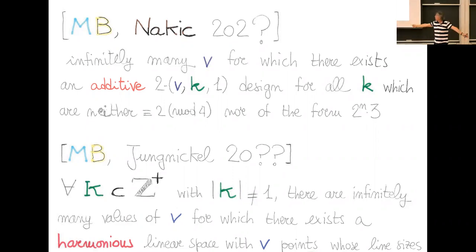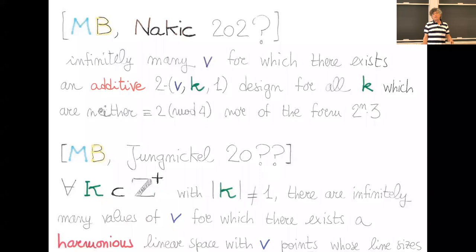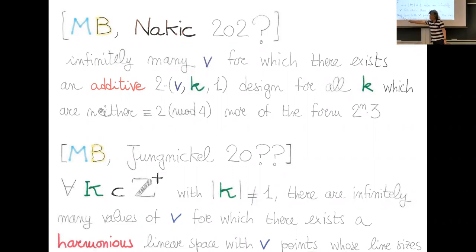v is huge. With Dieter Jungnickel, let's hope in this century, because I'm very slow, we will publish a result about harmonious linear spaces where strong difference families were crucial. We define a linear space harmonious if it has an automorphism group acting sharply transitively on the points and transitively on the parallel classes, with lines whose sizes belong to any given subset of positive integers, provided that it is not a singleton.